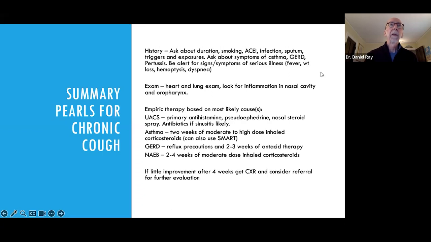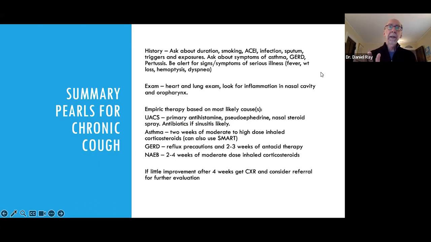general malaise. The exam is mostly focused on heart and lung, but also the oropharynx, so a good look at the oropharynx and in the nasal cavity. So it's really important to actually use the otoscope and look up into the nasal cavity. It's amazing what you can see up there. You can see signs of sinusitis, of inflammation. You can see pale, atrophic, but wet membranes, suggestive of vasomotor rhinitis and so forth.